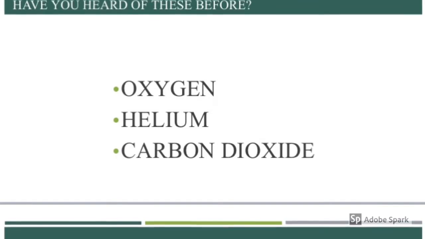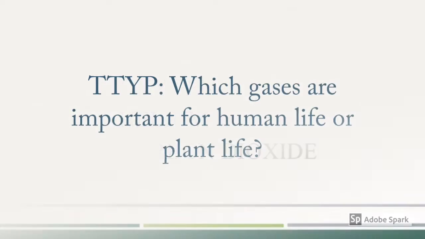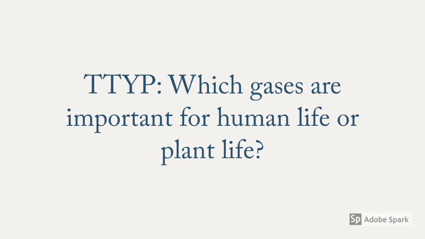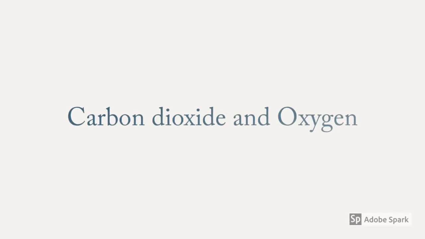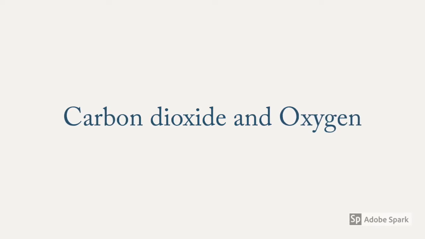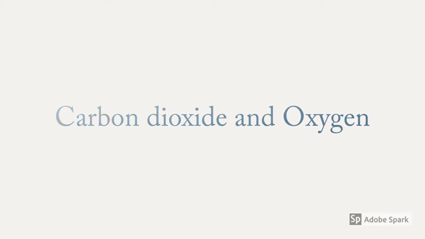Have you heard of these before? Oxygen, helium and carbon dioxide? Talk to your partner. Which gases are important for human life or plant life? Carbon dioxide and oxygen are the most important gases for living organisms. Carbon dioxide is vital for use by plants in photosynthesis, in which plants use carbon dioxide and water to convert the sun's energy into food energy.